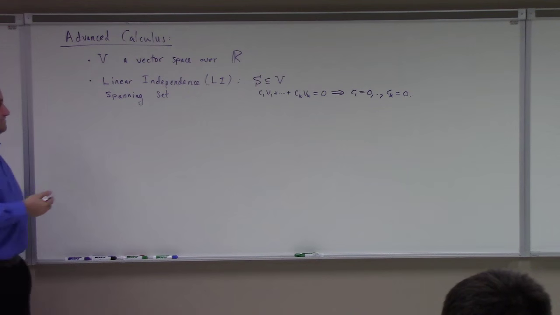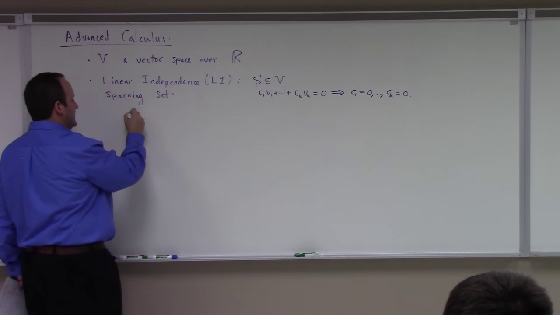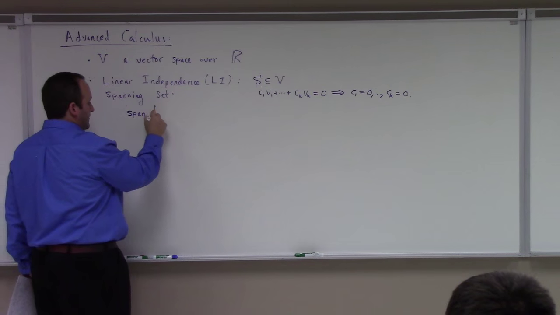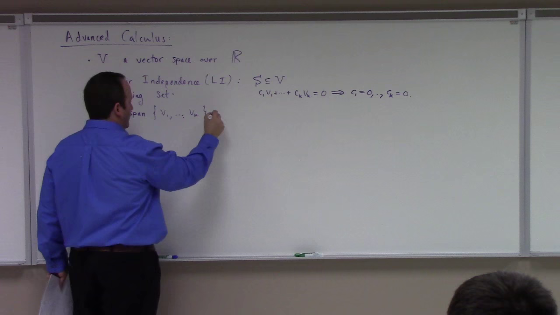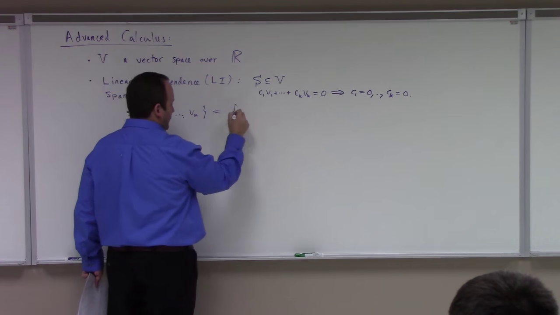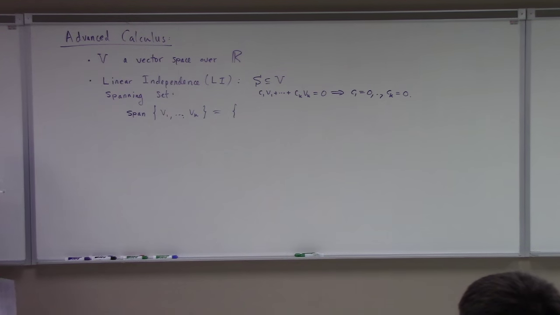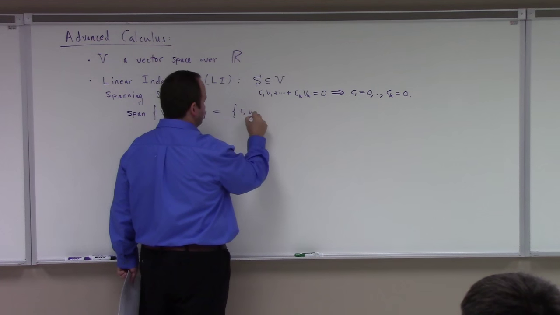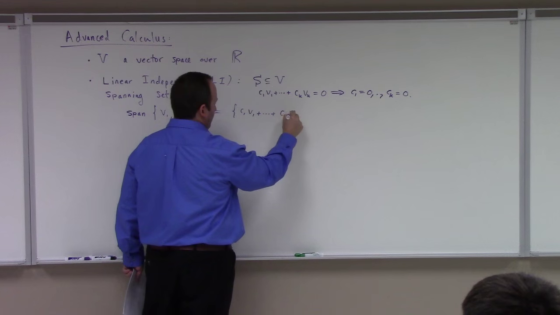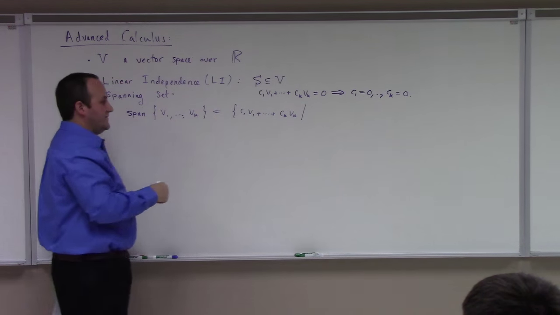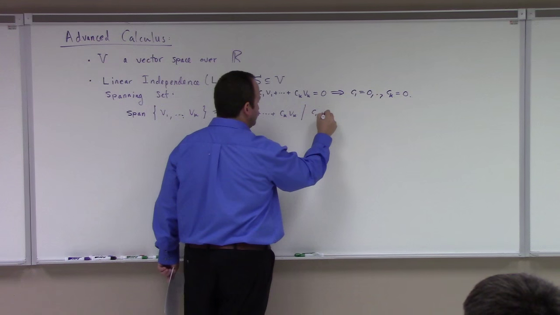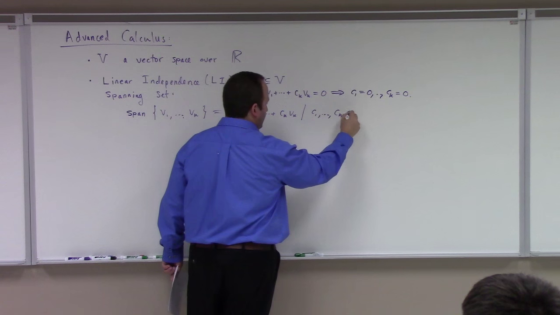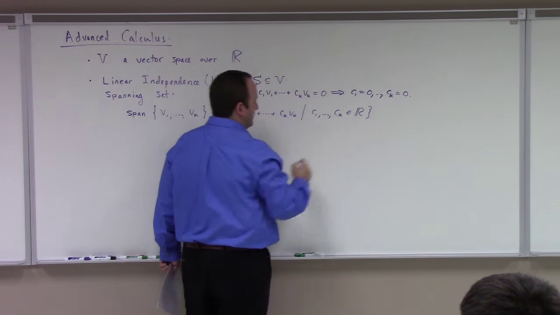What's a spanning set? Well, a spanning set basically boils down to this. If I take the span of, say, v1 through vk, what this is defined to be is just the set of all possible linear combinations of those vectors. Now this time, instead of forcing the constants to be zero, we allow them to be anything, right? And so for us, this would be a real span.